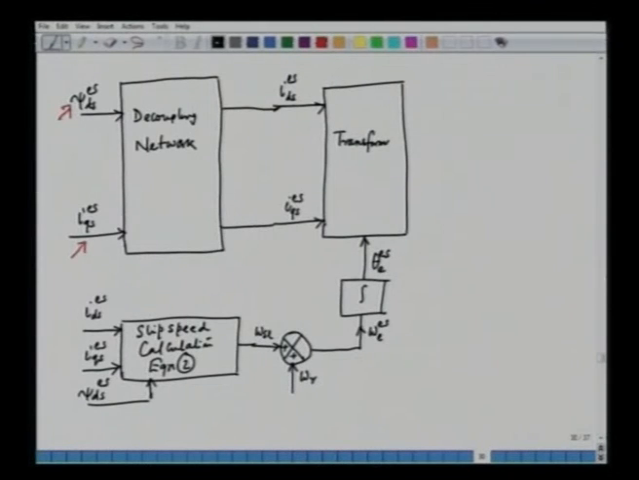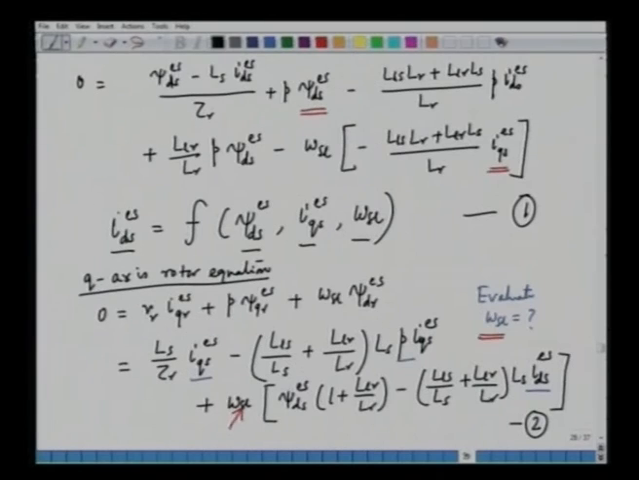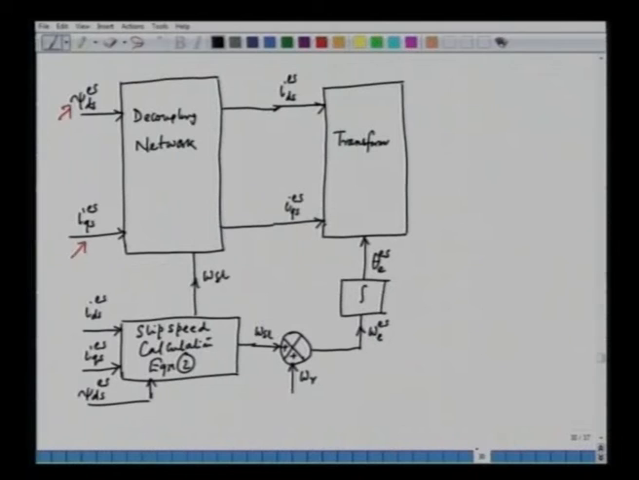And what are the other inputs here? The other input is the slip speed, that is omega SL, because we have been able to evaluate IDS as a function of the stator flux, psi ds, IQS, and omega SL. So, these are the inputs to this block, and that is called the decoupling block. And out of that we obtain IDS, and IQS goes directly. In this case, there is no transformation so far as the IQS is concerned.